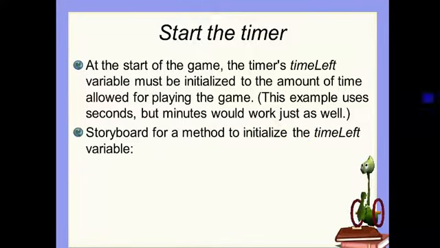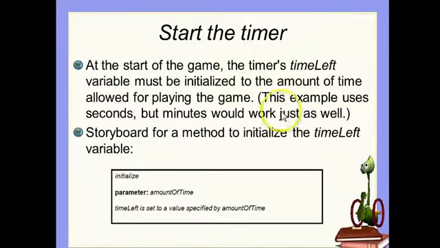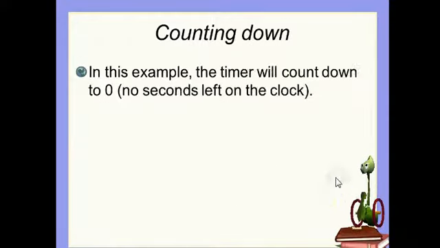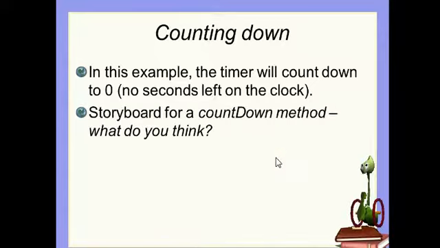Okay, so here's our storyboard for initializing the time left variable. We're going to have a parameter called amount of time, and this variable is going to be set to a value specified by the amount of time. So that number is going to be shipped in, and that enables you to change it accordingly. So here's the deal. The timer is going to count down to 0, and we need a method for countdown. What do you think it would look like? Pause, just give me 15 seconds of thought. What do you think it would look like?